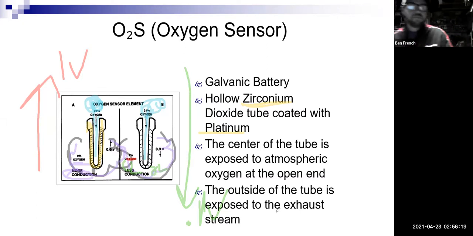Well, if it quits producing a signal, now that can put us in open loop, and the car might not know to not believe it. It can make the car run bad. It could definitely make it fail smog. So all that stuff's bad.